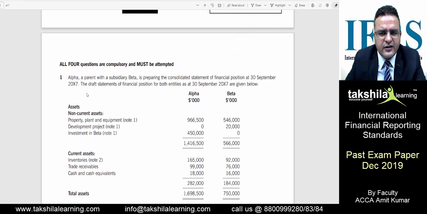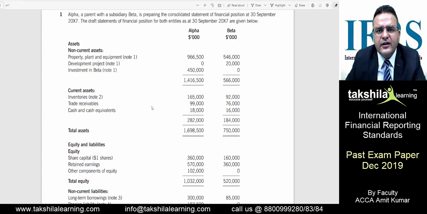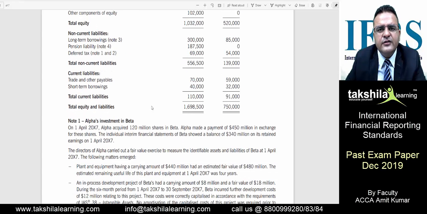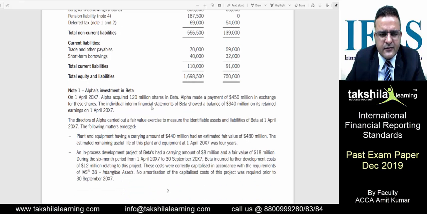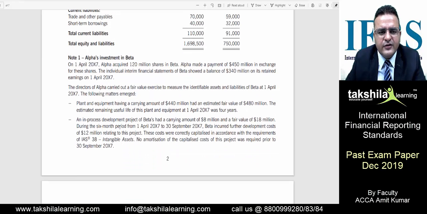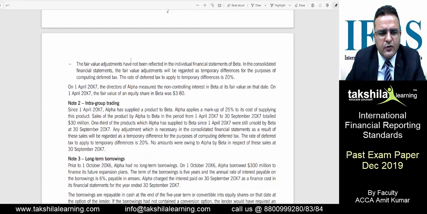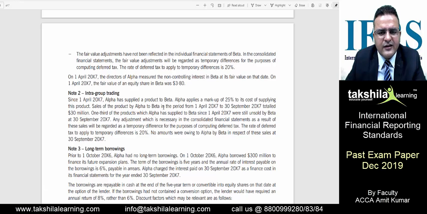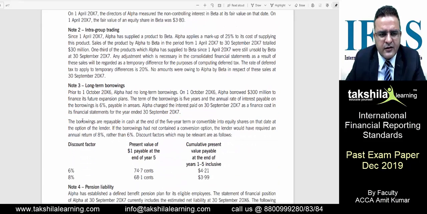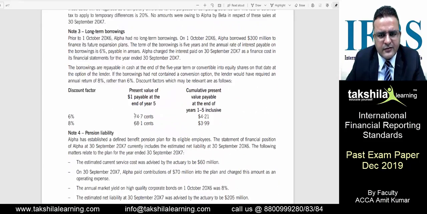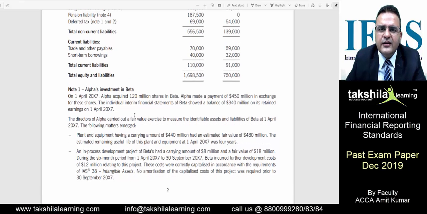We are preparing financial statements at 30th September 20X7, so that means just 6 months before this, we acquired this entity. So this is a mid-year acquisition, and the date of acquisition and date of balance sheet become really important. Note 1 is relating to fair value adjustments and the group structure. Note 2 is relating to intra-group trading. Alpha has sold to Beta, so the parent is selling to Beta, and we'll be making the adjustment in working note number 5. Then there is a long-term borrowing and pension liability. So it is comparatively an easier question. Let's have a look at it.